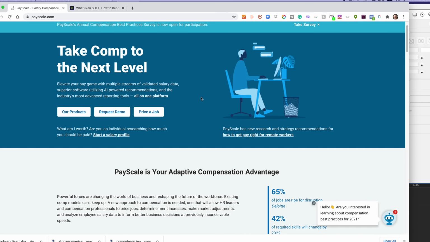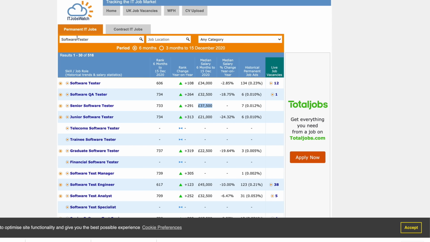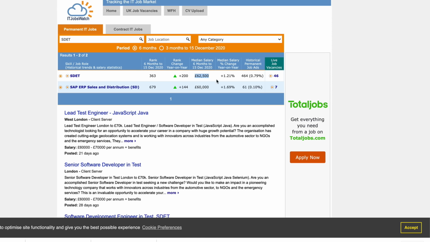Besides the skill difference between the two positions of a tester and an SDET, you'll see a significant salary difference between these two roles. If you were to go to something like PayScale data, it shows the national average for an SDET is around $88,000 a year. It differs between what country and what area you are in, but on average, this is just relative. It lists SDET at $88,000 a year, and a software tester on average at $55,000 a year. That's a difference of over $32,000. And this is in the US. If you look in the UK, you'll see the same type of difference as well, with SDETs making significantly more money than someone with a title other than SDET.